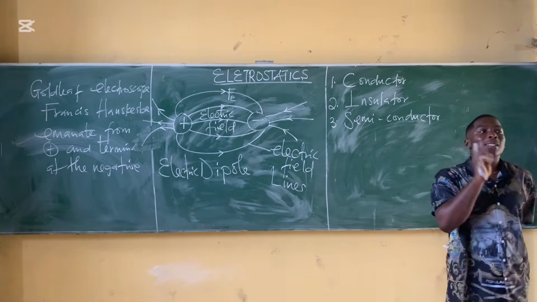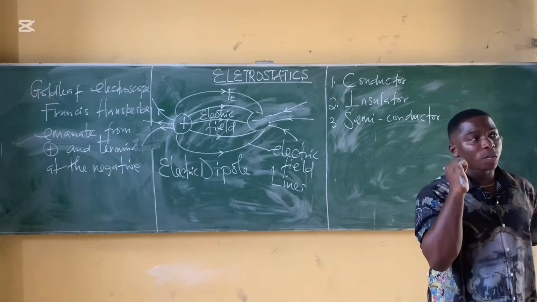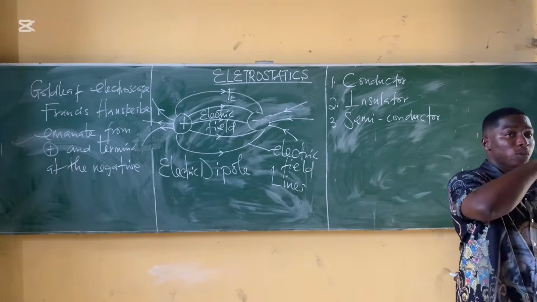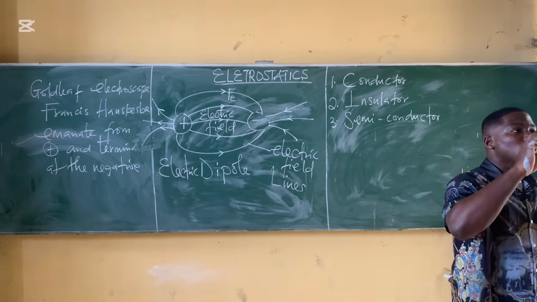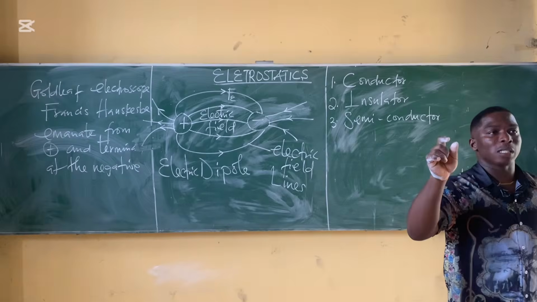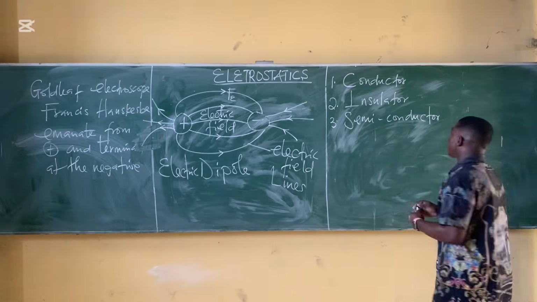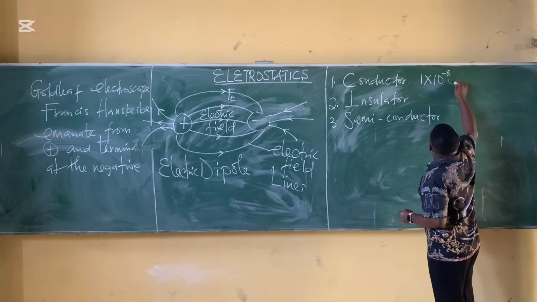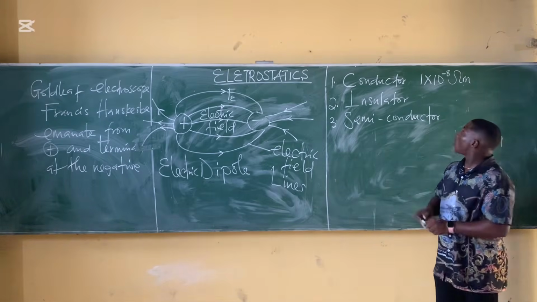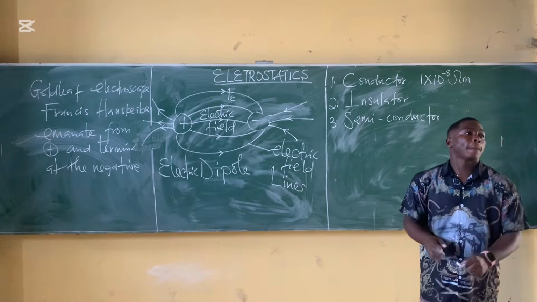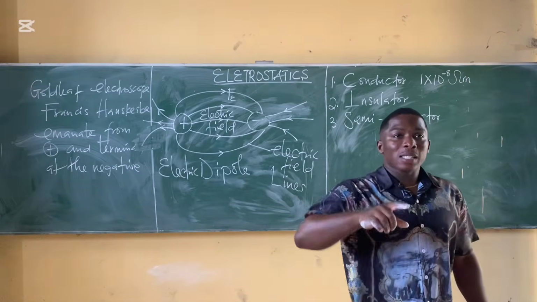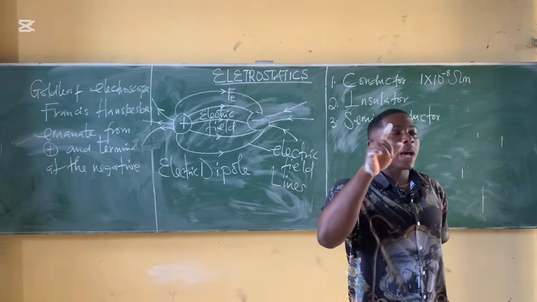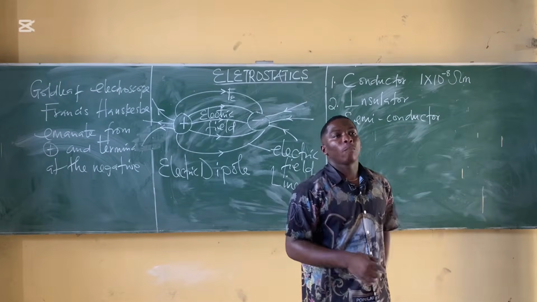In your exam or text, whenever they ask you what is a conductor, the most important word is not that first definition I gave to you. The most important word is this: a conductor has its resistivity as 1 times 10 raised to power minus 8 ohm meter. If you don't add this, what you said is trash.